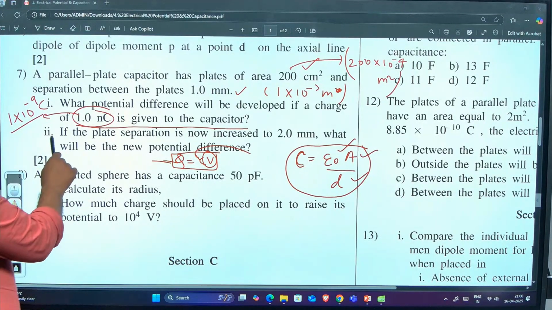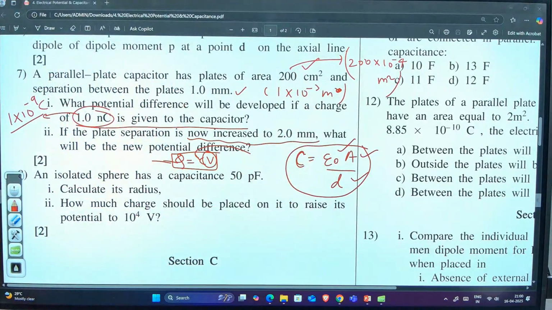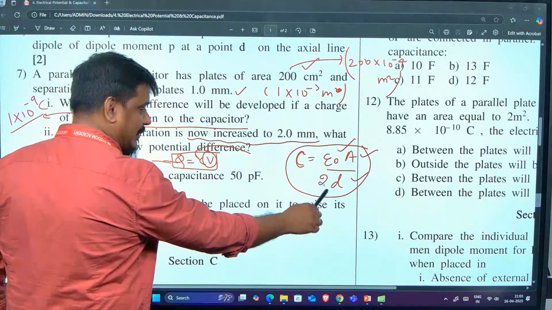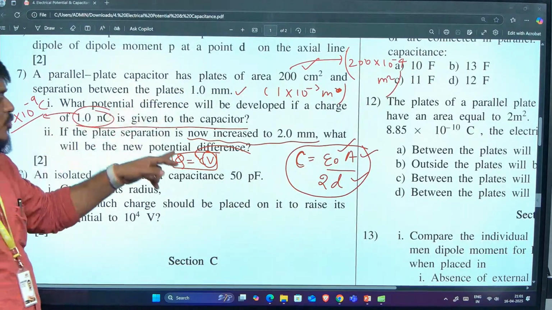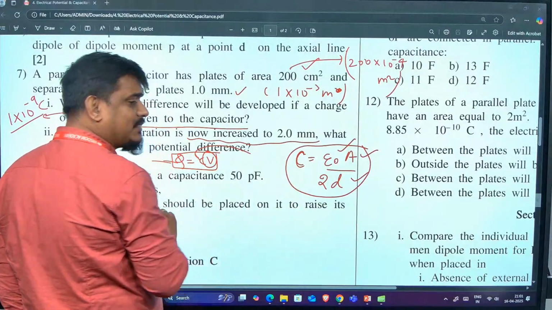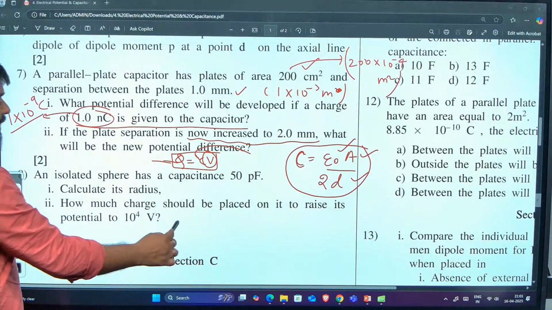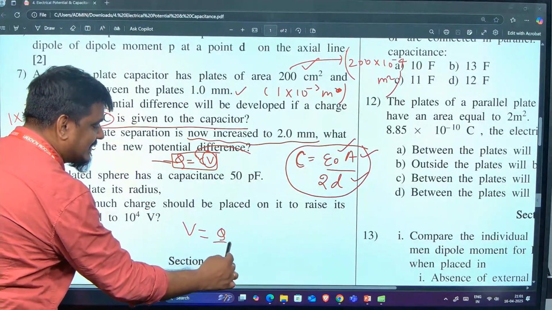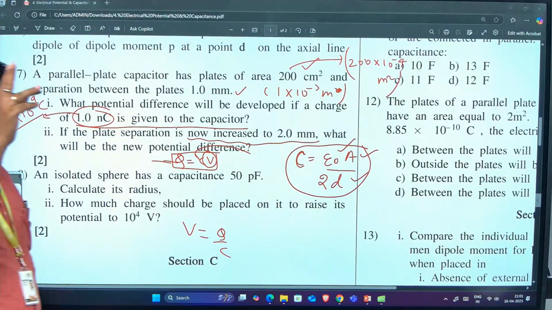Next, if the plate separation is now increased to 2 mm, they are saying that D is increased by 2 times, am I right? Yes, sir. Instead of 1 mm, it became 2 mm. If D becomes 2 times, then C will reduce by 2 times. If C reduces by 2 times, then V is equal to Q by C, so V will increase by 2 times. Understand this concept?